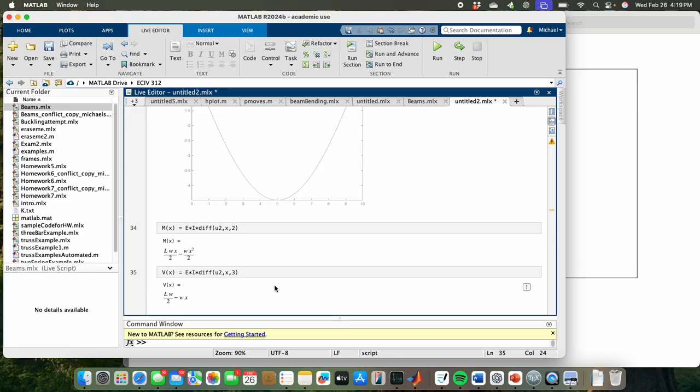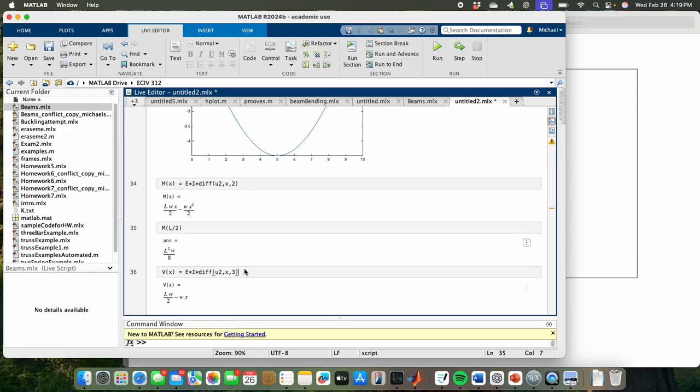And then we can verify what my M at L over 2 should be. We've done it right. WL squared over 8 times 2 times 2. WL squared over 8. So true. Hell yeah! Look at this. WL squared over 8, the moment in the middle of a simply supported beam. What should be the shear at L over 2? 0.